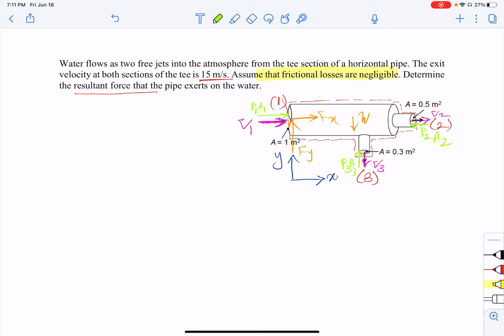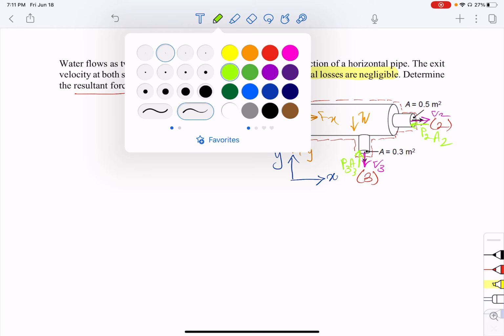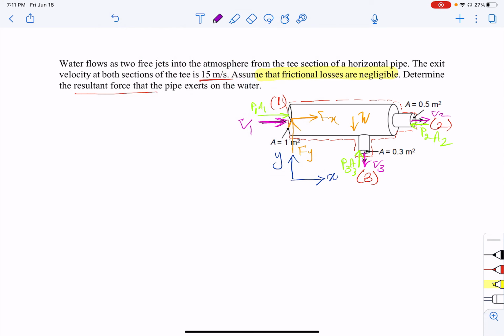Now the assumptions are like before. I'm not going to write them down again, but I think there is one missing. Yes, but okay, we are going to talk about it. So now we are going to apply both conservation of mass and conservation of momentum.